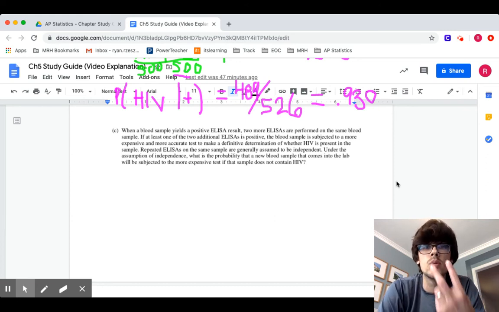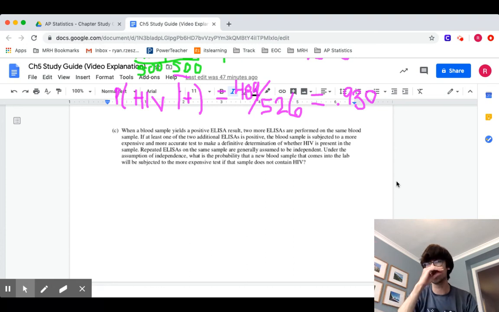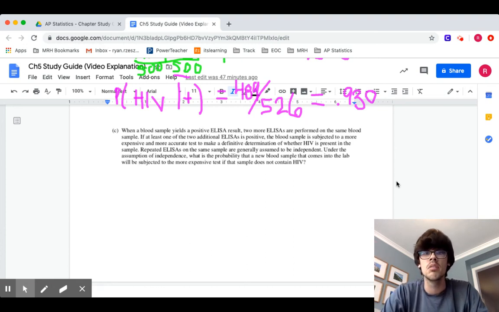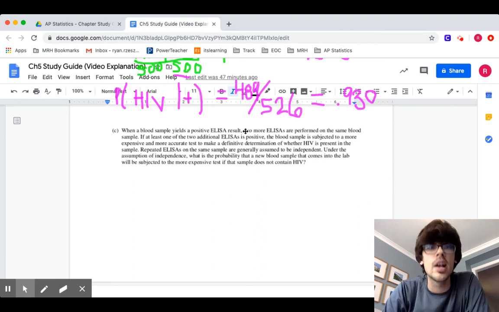If either of those 2 new tests is positive, they send you off to the fancy laboratory to get even more testing done. If both of the new tests come back negative, they assume that first positive was just a false positive and not a big deal. So that's what's basically going on in terms of the setup. It's a lot to wrap your head around when you read that paragraph.